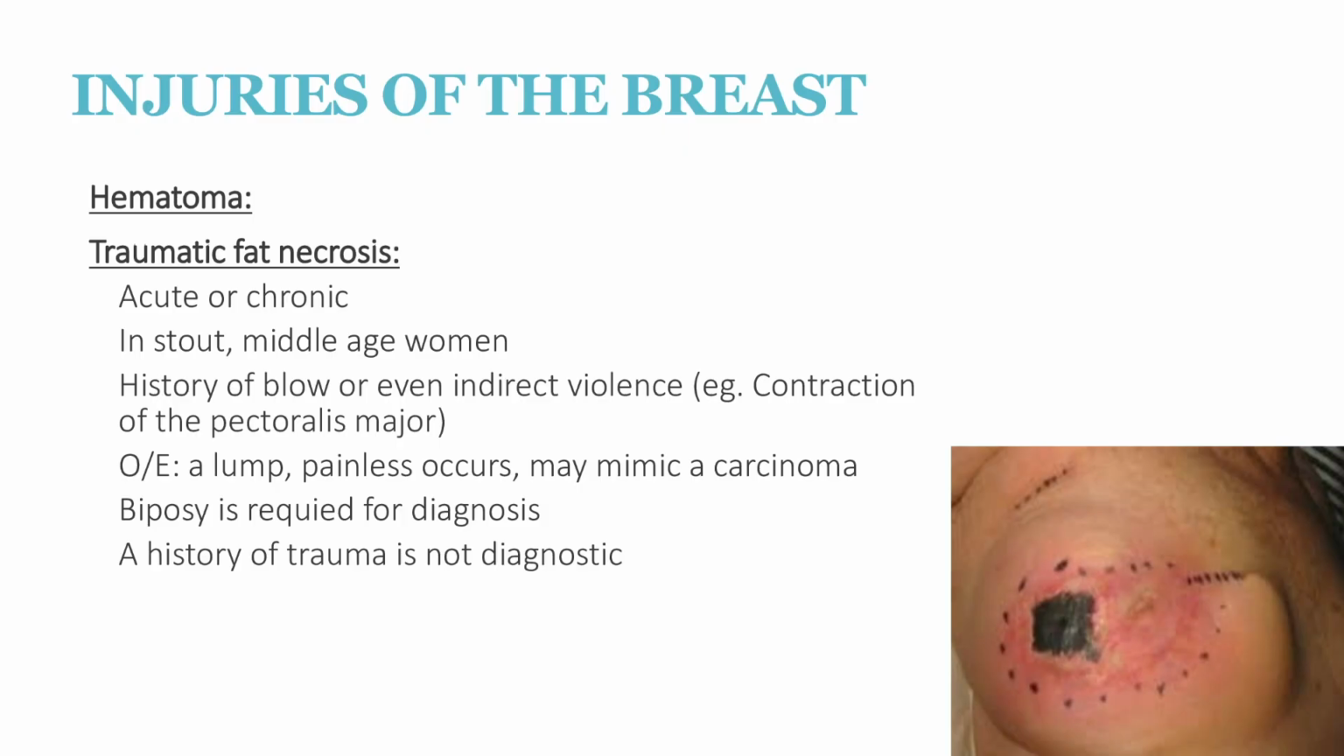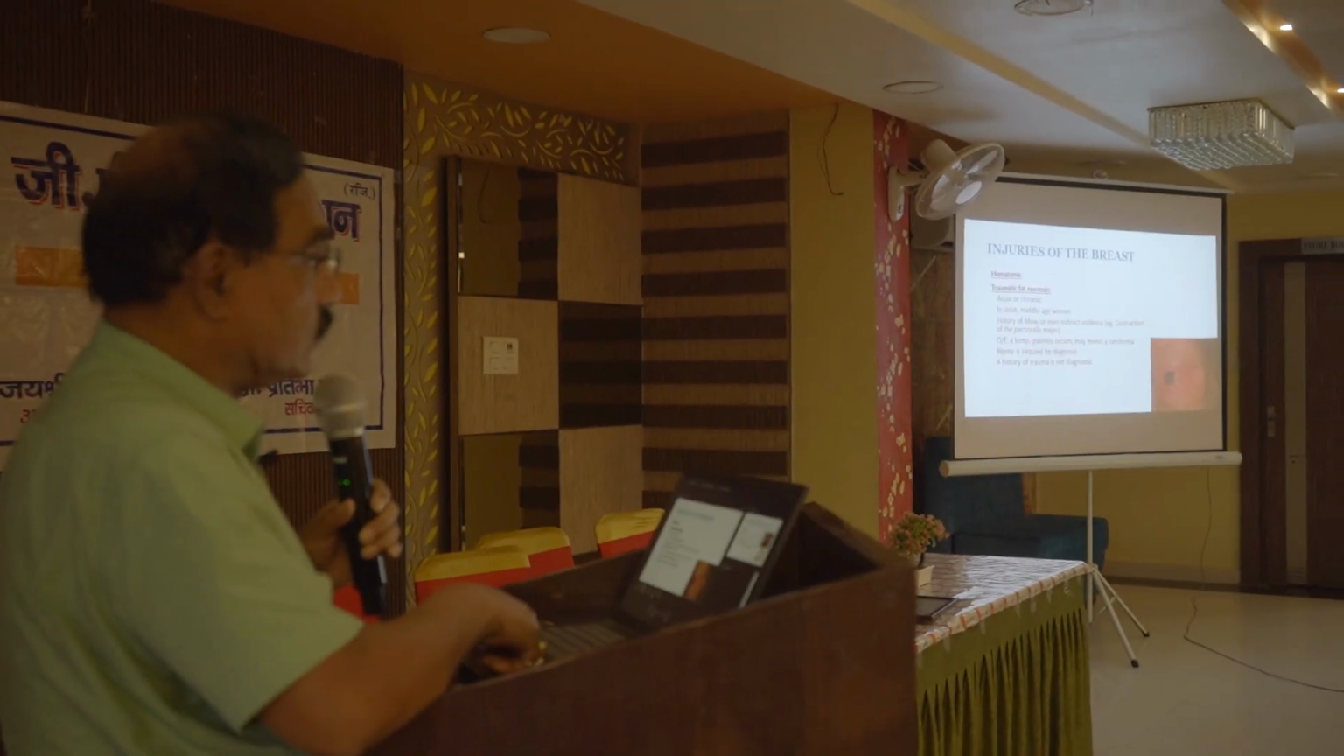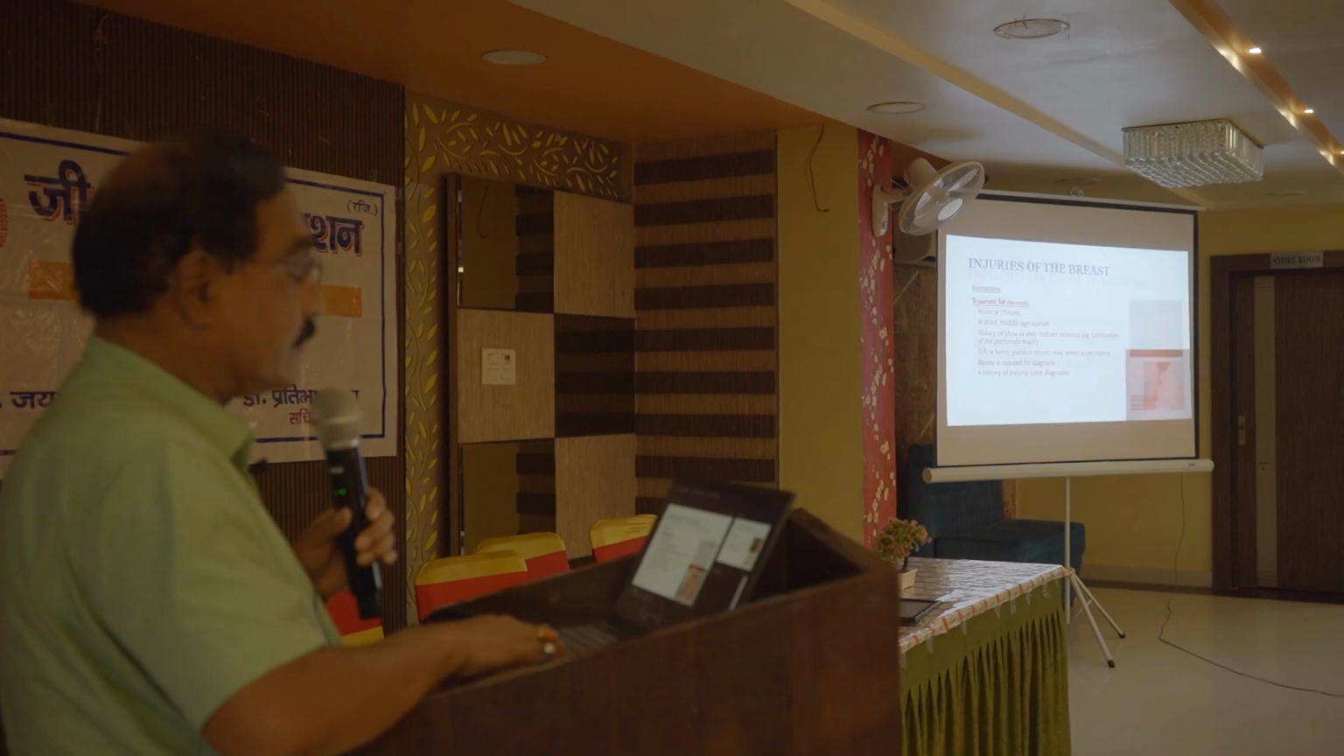Something about injury of the breast: the patient presents to us with a hematoma or traumatic fat necrosis. It may be acute or chronic, with a history of a blow, or even indirect violence and contraction of the pectoralis muscle. We can get this on history. On examination of this sort of patient, you can see the photographs. It is a lump, painless, that mimics a carcinoma. Then sometimes you have to go for a biopsy also. So a history of trauma is not diagnostic in this, and we have to exclude malignancy in this case.